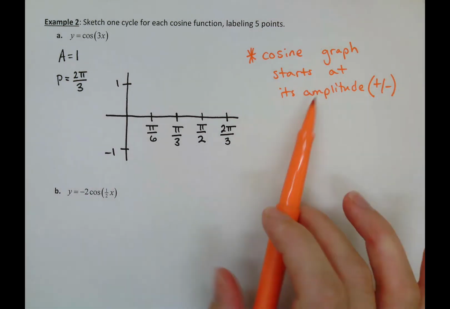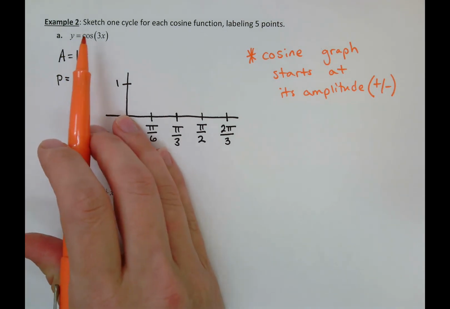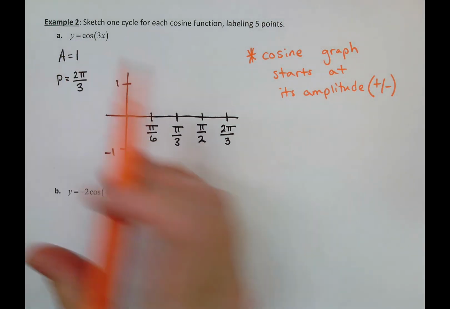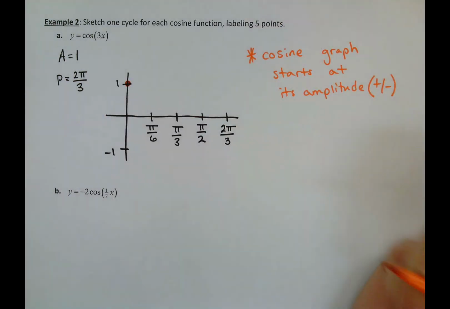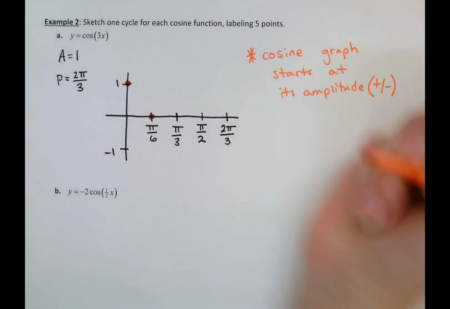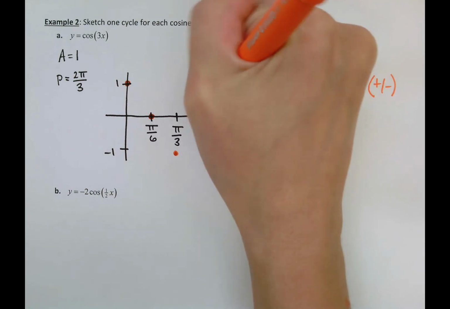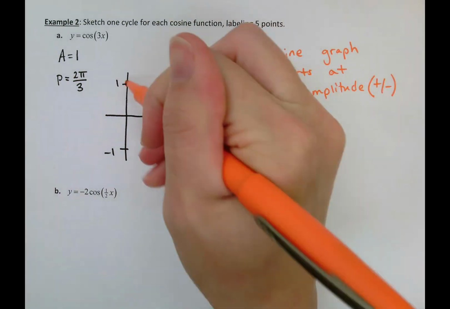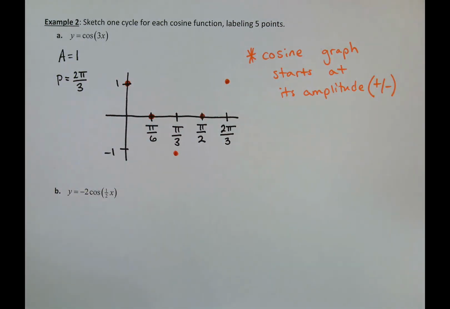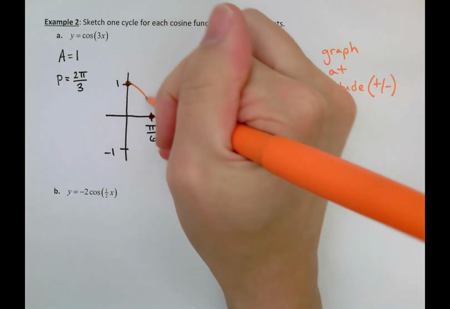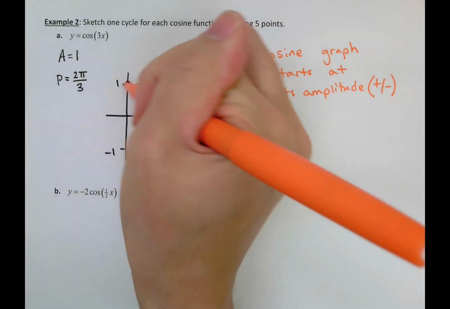So cosine starts at its amplitude. If we have a positive cosine, it's going to start at the positive side of the amplitude. If there's a negative in front, we'd start at the negative. So since this is positive, we're going to start at its amplitude of 1. And then we're just going to follow our sinusoidal curve. So we're going to go down to the midline, down to the -1, back to the midline, and back to the beginning. So remember, wherever you start in your cycle, you've got to end your cycle at the same place, because that's showing that you've gone one period. So then we can graph our cosine graph, and that is our answer.